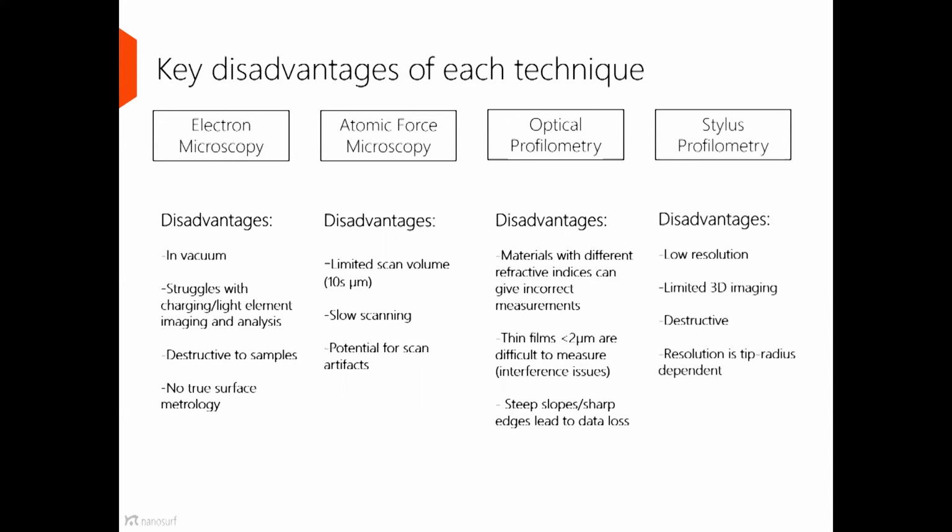And then lastly, the stylus profilometer is relatively low resolution compared to the other techniques. Although it can do 3D imaging, it's incredibly painful to do so. It is very easy to turn a stylus profilometer into a scratch tester. If you put too much force or use too sharp of a probe, it's really easy to damage soft surfaces. And again, the resolution is tip radius dependent. So in order to measure a soft surface, you might end up with a tip diameter of hundreds of microns, and it gives you almost no lateral resolution whatsoever.